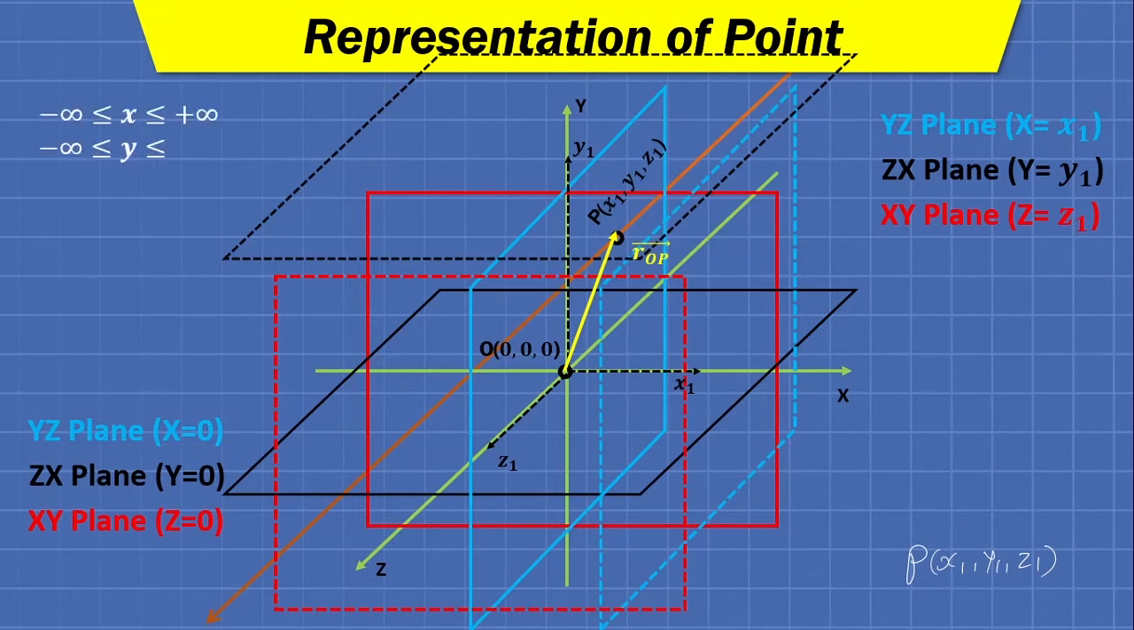So here we know that x, y and z of all these three planes are free to move from minus infinity to plus infinity, fine. So doing so, we can represent any point in the space wherever it lies.